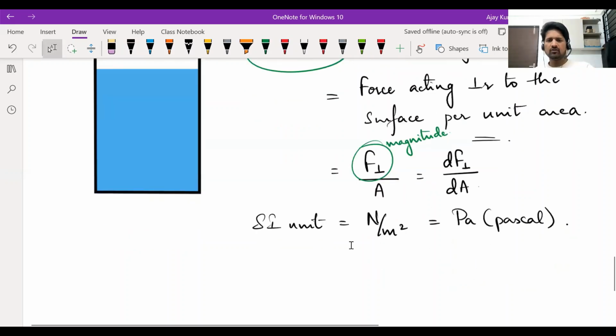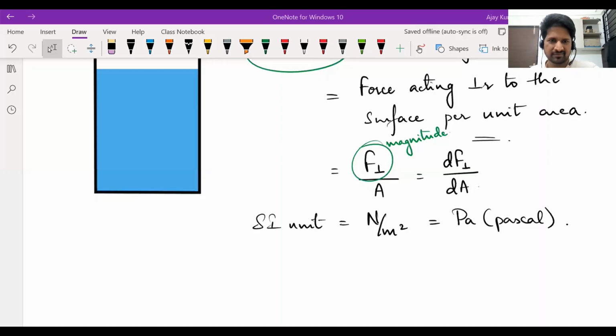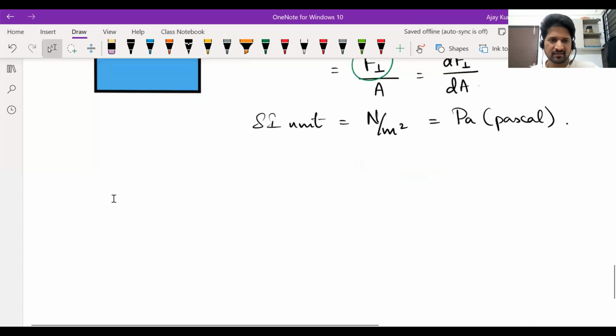Fine. Can any of you tell me some other commonly used units of pressure? Pascal is the SI unit. What are the other common units of pressure? How much is atmospheric pressure? Anyone? How much is atmospheric pressure?